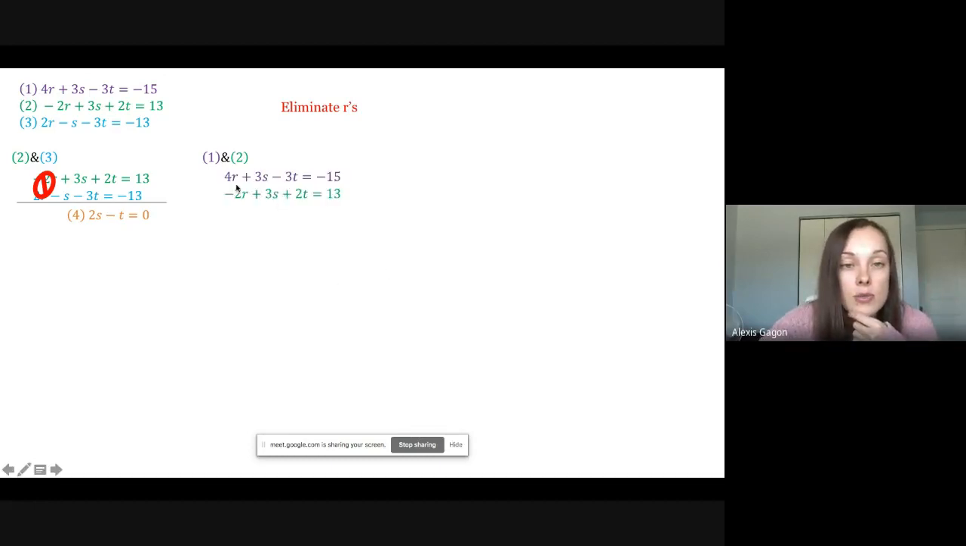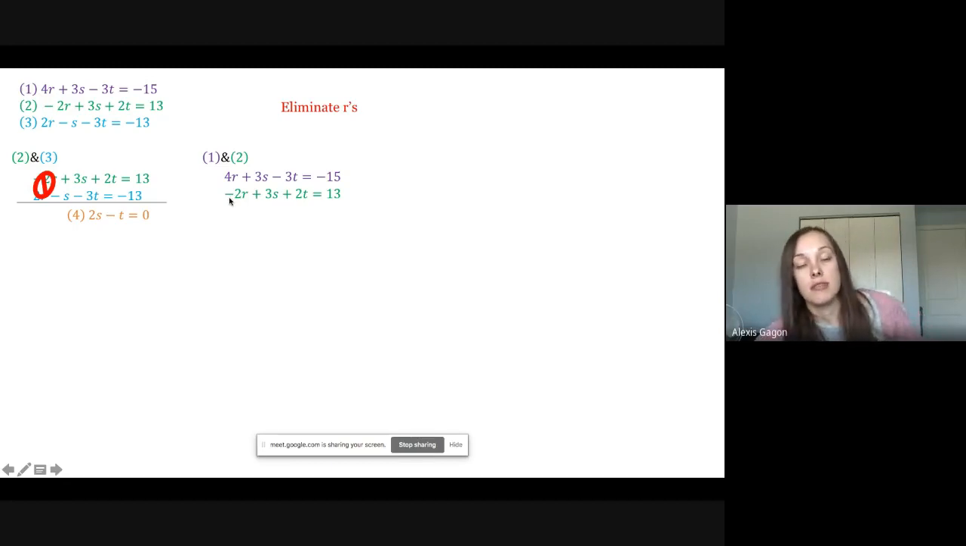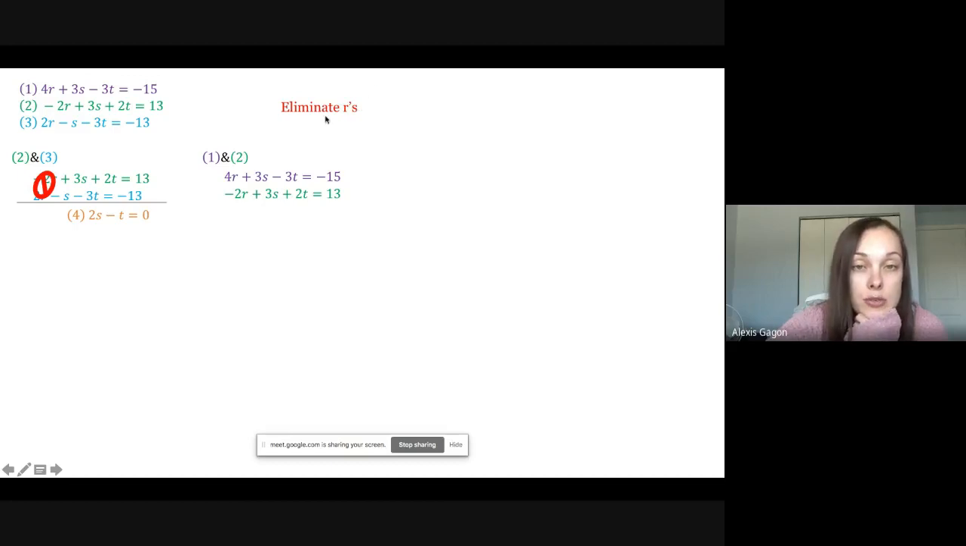So let's just write those ones out. We have 4r plus 3s minus 3t equals negative 15. And negative 2r plus 3s plus 2t equals 13. And we need to get the r's to cancel. Once you choose a variable, stick with that variable. You can't switch variables in the middle of it.